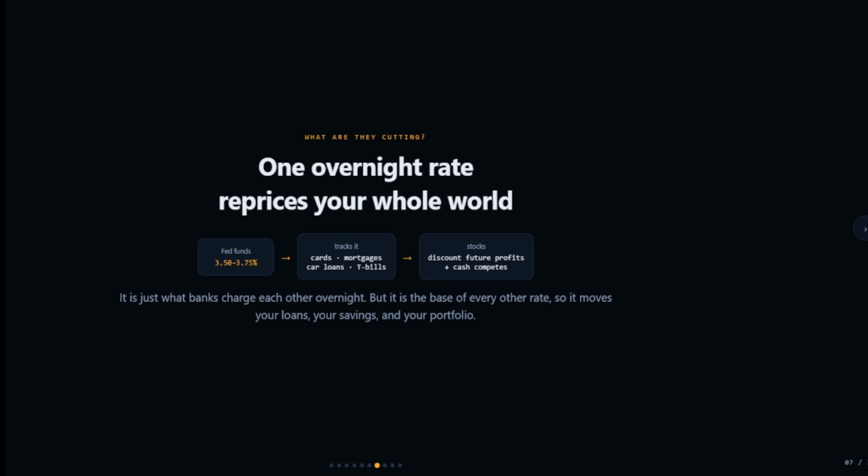What are they even cutting? It's one rate, the Fed funds rate. What banks charge each other overnight. It sounds tiny, but it's the base of everything. Credit cards, mortgages, car loans, all priced on top of it. And for stocks, higher rates shrink the value of future profits and make cash compete with the stock market. And that's why one number moves your whole portfolio.